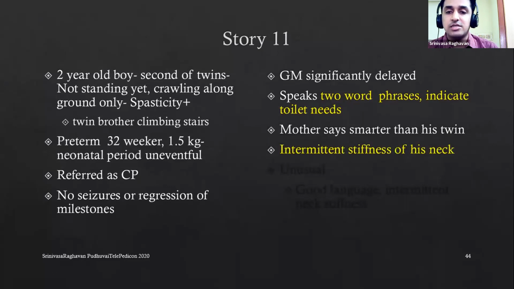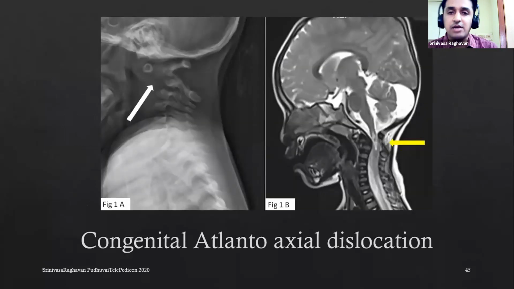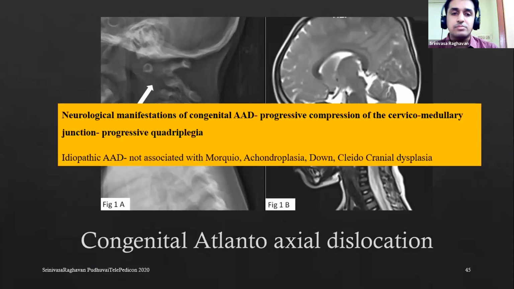And she says there is an intermittent stiffness of the neck. On probing the history further, the mother says that in the morning, right after waking up, he keeps his neck stiff for some time, and during that time he doesn't crawl. After 1 or 2 hours, he starts crawling and all those. That was quite unusual. So we went ahead and did an MRI scan, and the MRI of the craniovertebral junction picked up a congenital atlantoaxial dislocation in this child. So unsuspectingly, this child was found to have an associated craniovertebral junction problem.